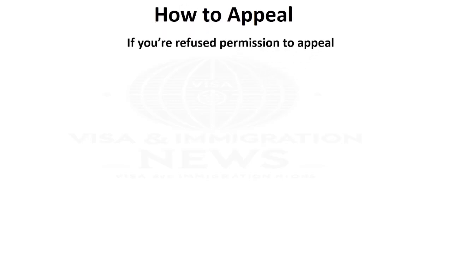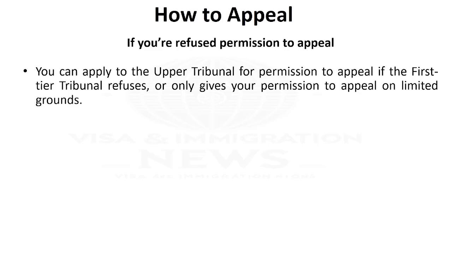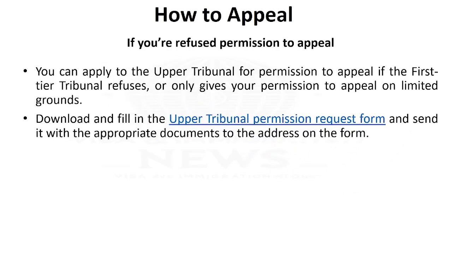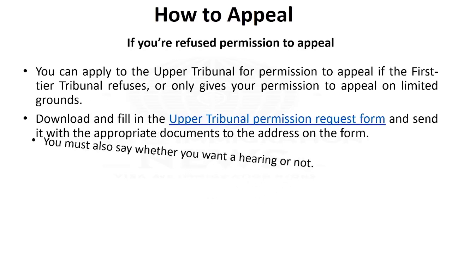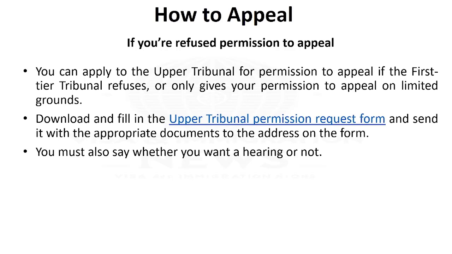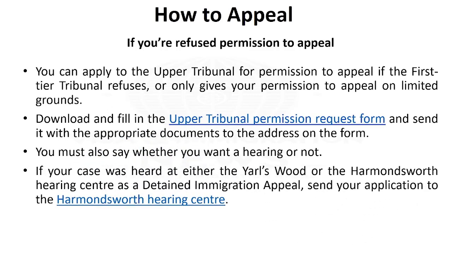If you're refused permission to appeal, you can apply to the Upper Tribunal for permission to appeal, if the First-tier Tribunal refuses, or only gives you permission to appeal on limited grounds. Download and fill in the Upper Tribunal permission request form, and send it with the appropriate documents to the address on the form. You must also say whether you want a hearing or not. If your case was heard at either the Yarl's Wood or the Harmondsworth Hearing Centre as a detained immigration appeal, send your application to the Harmondsworth Hearing Centre.